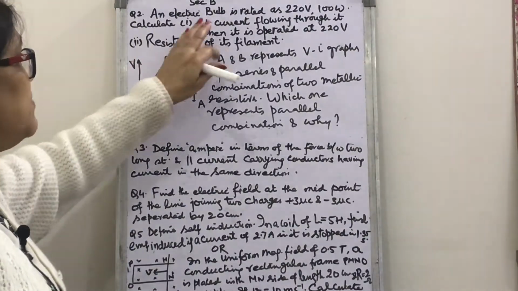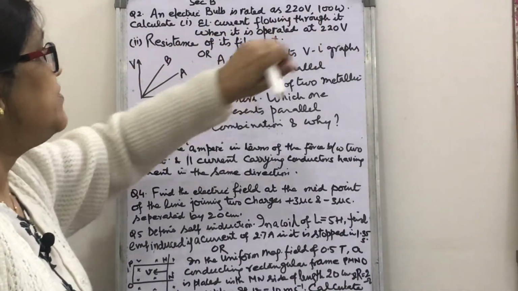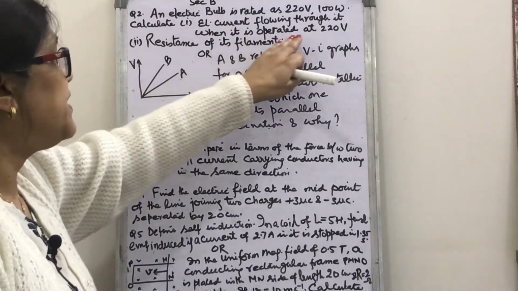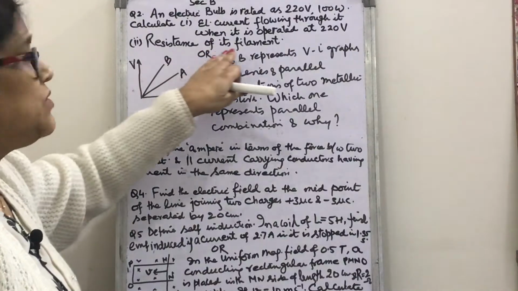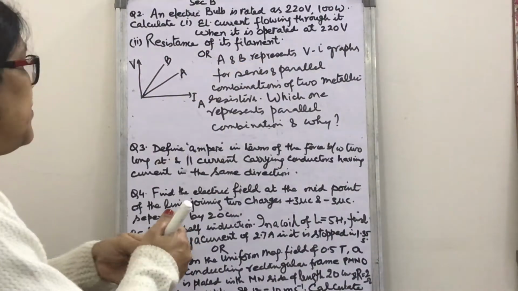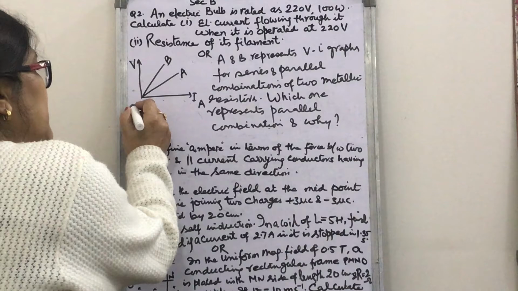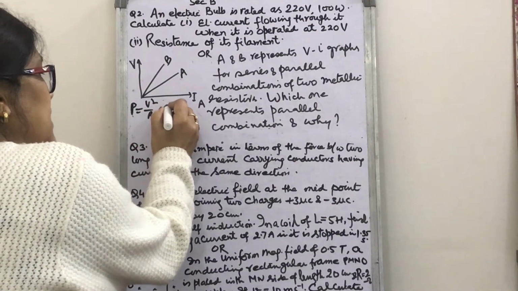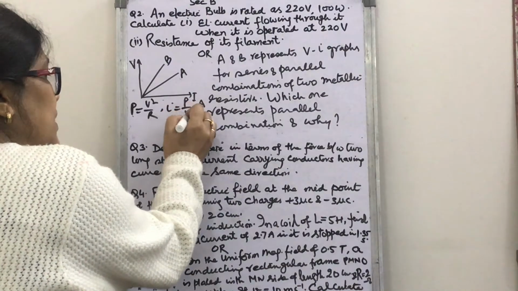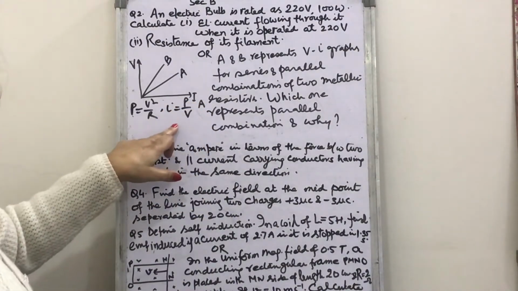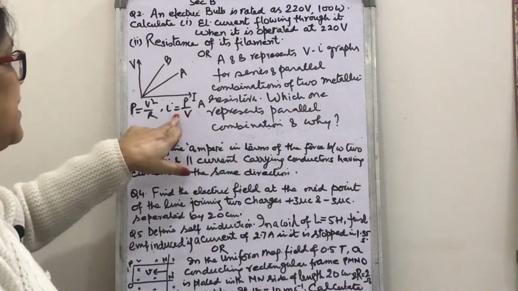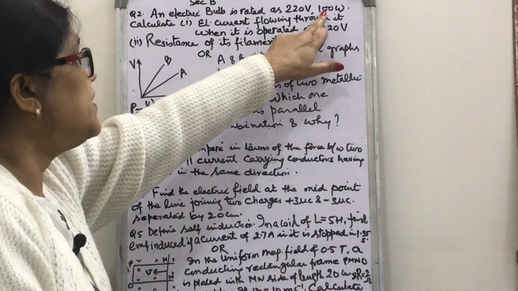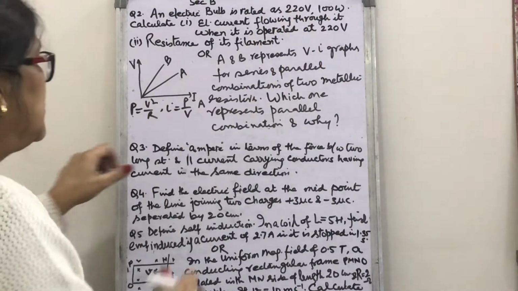An electric bulb is rated as 220 volt 100 watt. Calculate the electric current flowing through it when it is operated at 220 volt, and the resistance of its filament. You know, there are the relations for the bulb given by V square by R and current I will be P upon V. These two relations will be used here. I equal to P by V, so P is 100 watt and V is 220 volt. So what will be I?